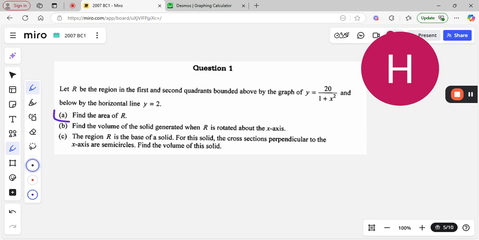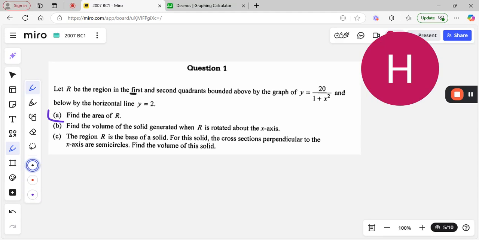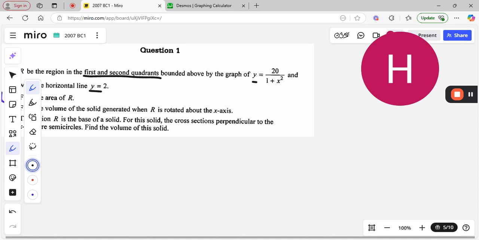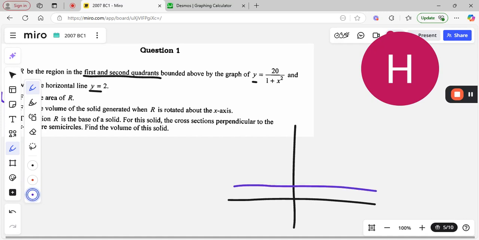So R is the region in the first and second quadrants, bounded above by this graph. We'll talk about that in just a moment, and bounded below by y equals 2. So, of course, we have Desmos, but it's really important to know what this looks like. There's y equals 2. This is like a bell curve function. If you plug in 0, you get the maximum of 20, which is going to be pretty high up.